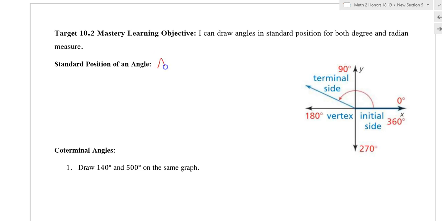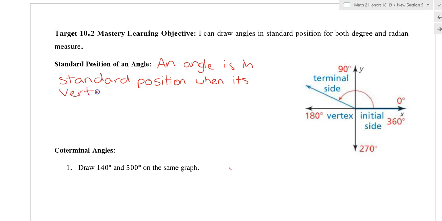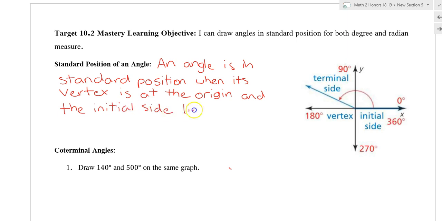so an angle is in standard position when its vertex is at the origin and what we call the initial side lies on the positive x-axis.